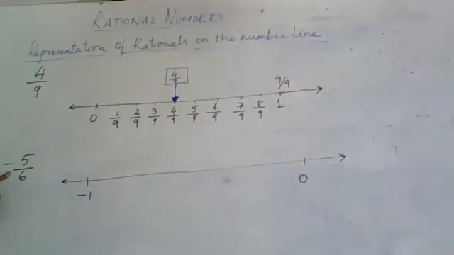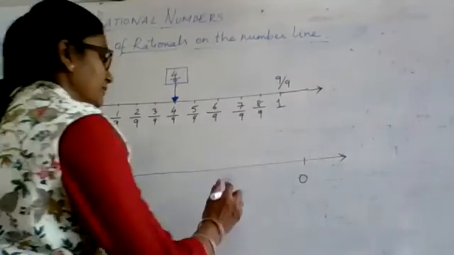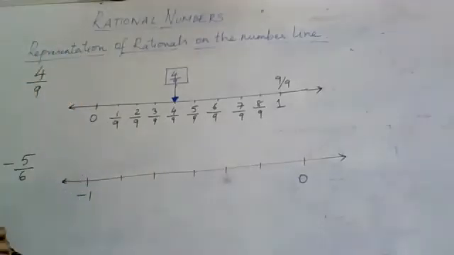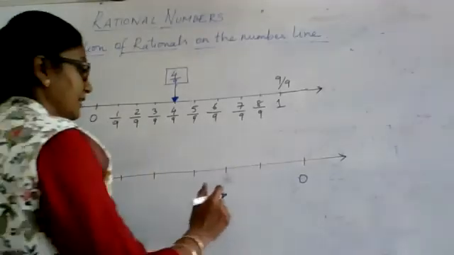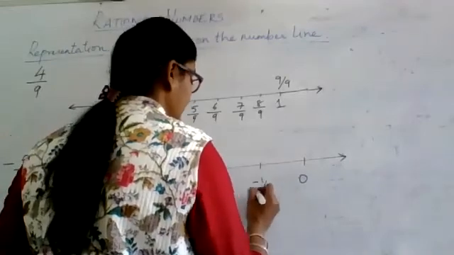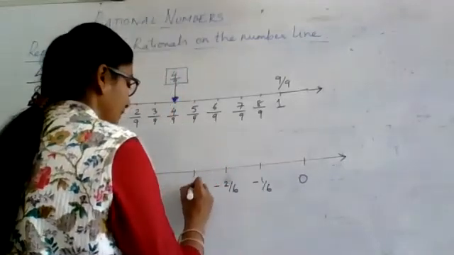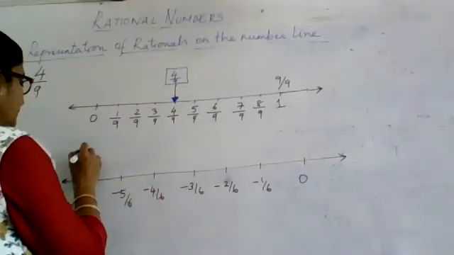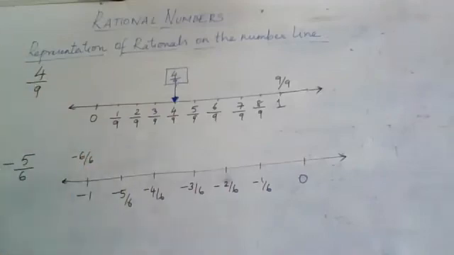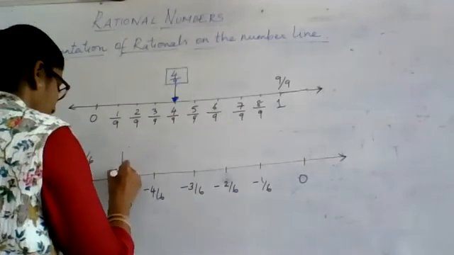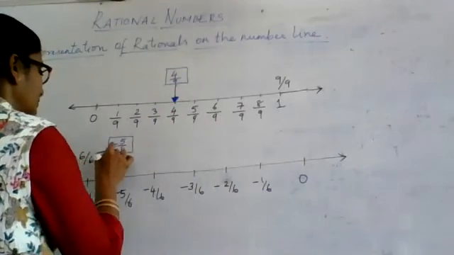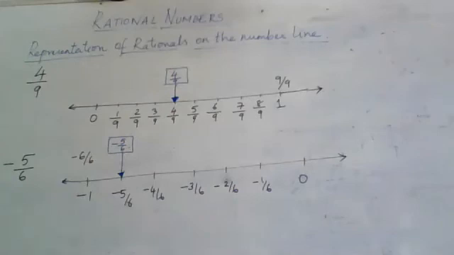Now the denominator will tell me how many parts I have to make. So 6 parts between 0 and negative 1. 1, 2, 3, 4, 5, and then that is the 6th part. So each one will be negative 1 by 6. This will be negative 2 by 6, negative 3 by 6, negative 4 by 6, negative 5 by 6, and this will be negative 6 by 6, which is equal to negative 1. So I have located my negative 5 by 6 here. This is how I locate the given rational on the number line.